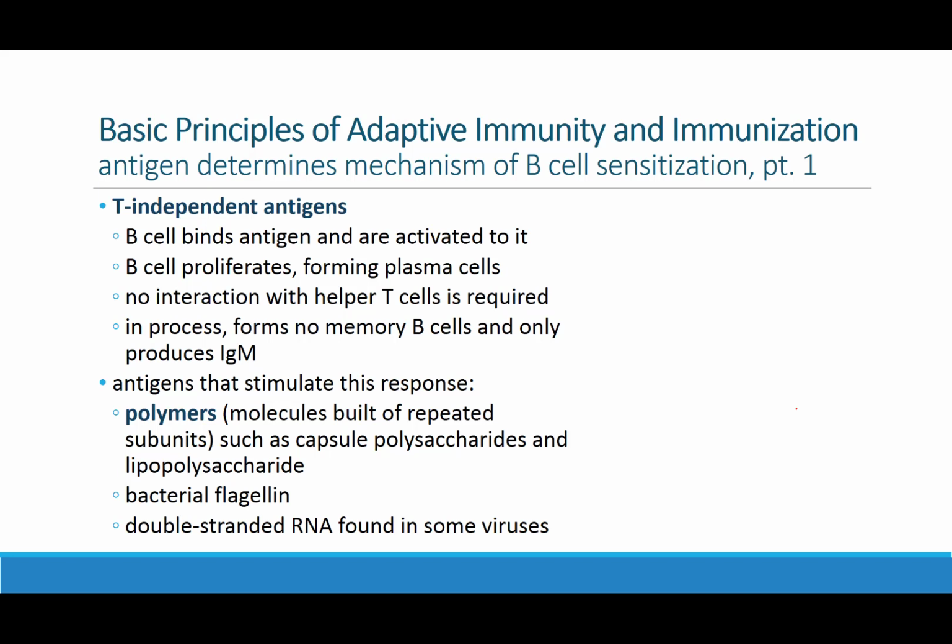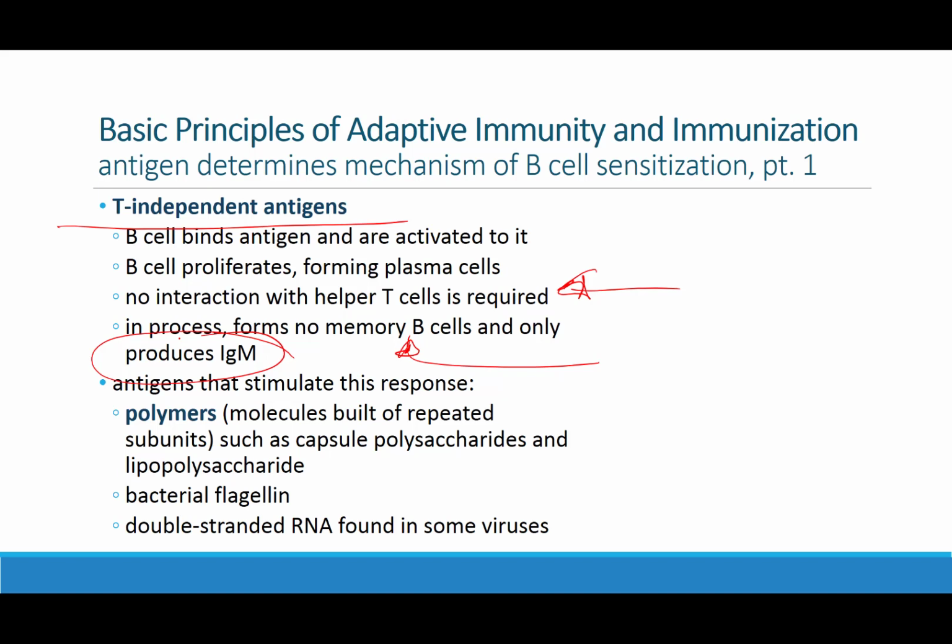Two last things, actually. Antigens determine what mechanism is used to sensitize B cells. T-independent antigens are antigens that bind the B cells and activate them and cause direct proliferation of B cells as they form plasma cells. They're T-independent because no helper T cell is required to get them going. And so in the process, we don't form any memory B cells, and we only produce IgM. So these T-independent antigens produce no memory.